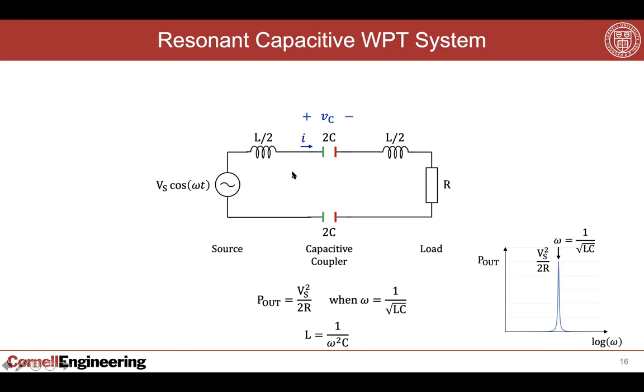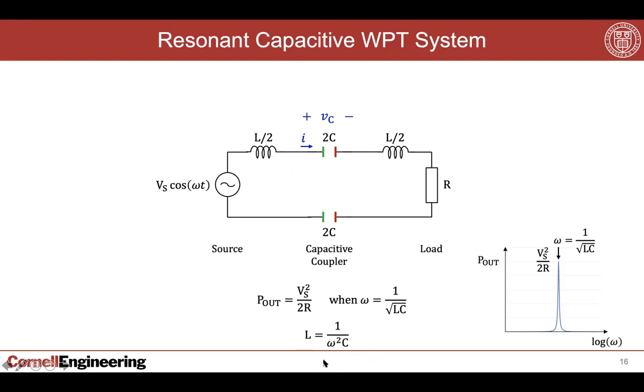The issue here is that the value of the inductor that you need to compensate is given by 1 over omega squared C. So if C is really small, and if the omega that you want to use, which is your operating frequency, is reasonable, so that it's not super high, then the inductance you need is quite large. And so that may become an issue in terms of the size of the system.